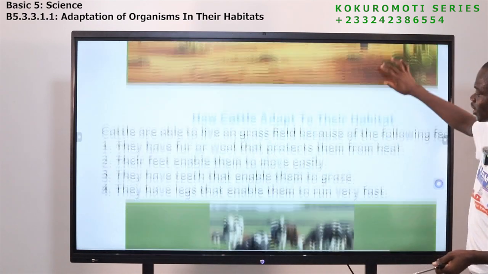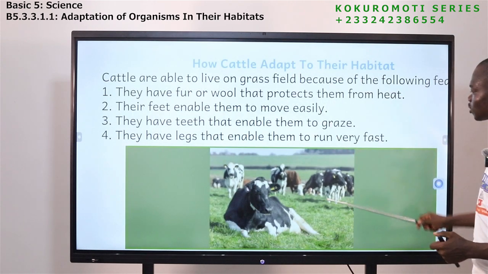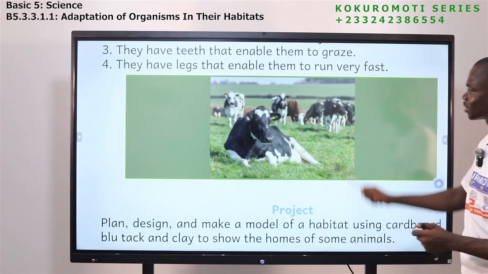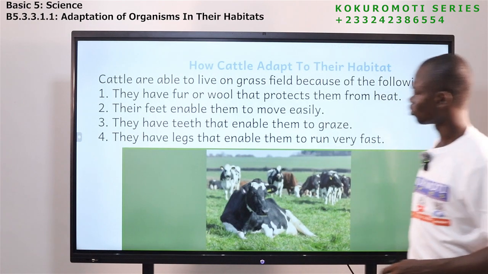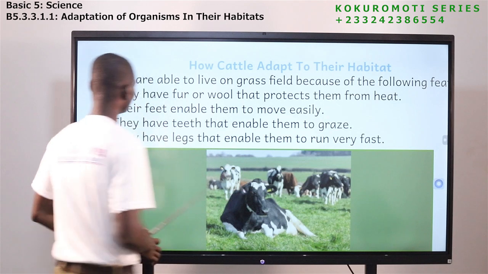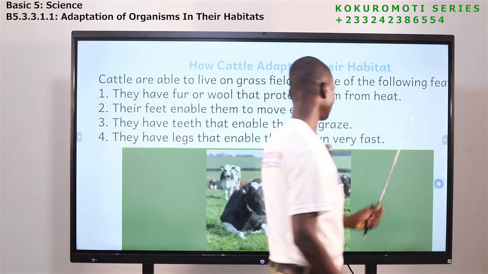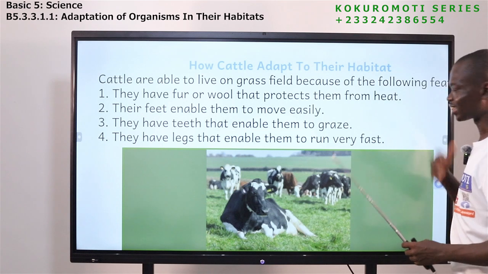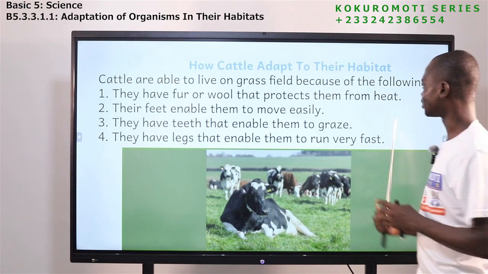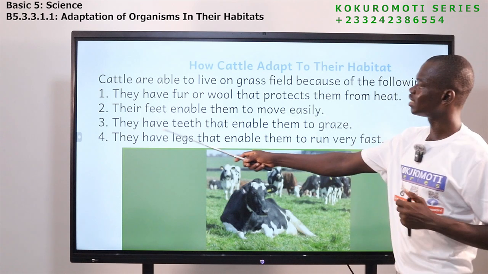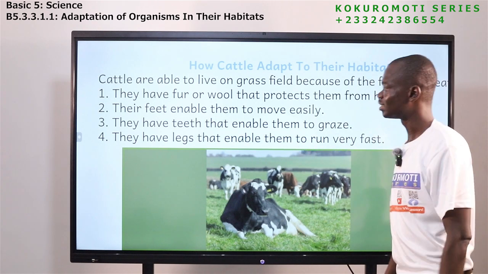Okay. Now let's look at how cattle adapt to their habitat. So we have them here, cattle. How are they also able to live on land or on grasses like this? One, they have fur or wool that protects them from heat. So we know their skin is covered by fur or wool, and that protects them from heat. Two, their feet enable them to move easily.